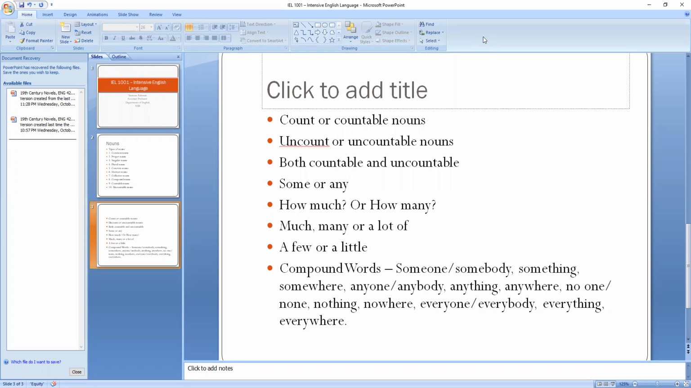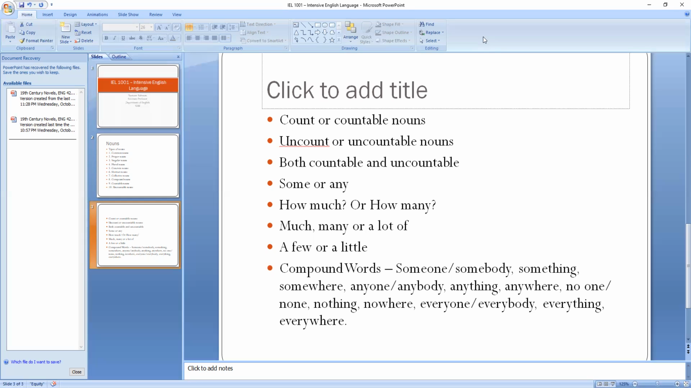Let us see. Countable nouns are those nouns which can be counted, very easy, like I have 2 apples, then I have 3 pens, then you can say I have a car, then you can say I have 2 jobs, one full-time job, the other part-time job. I have many books on English literature. So these are countable.